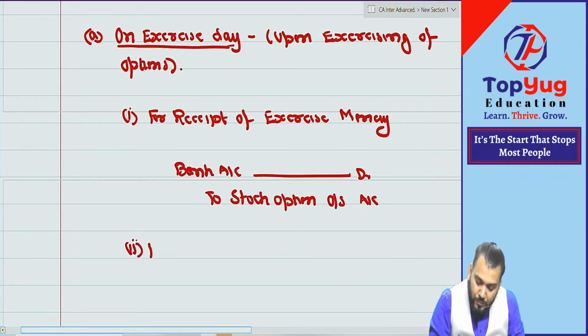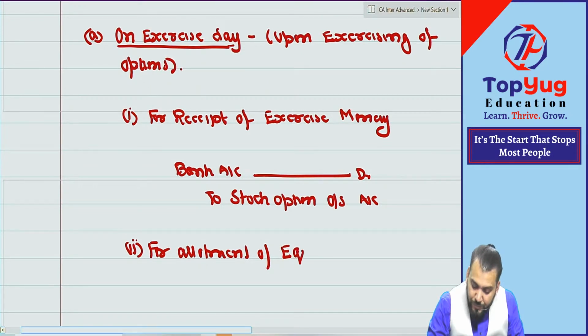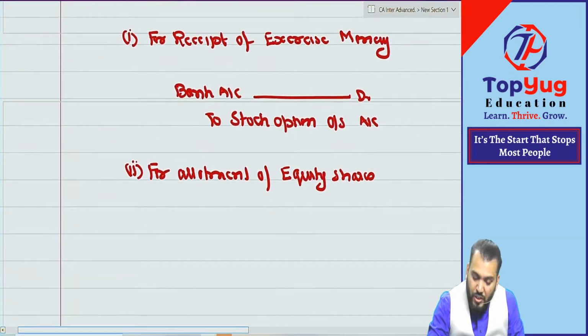Then point number 2, for allotment of equity shares. What journal entry?